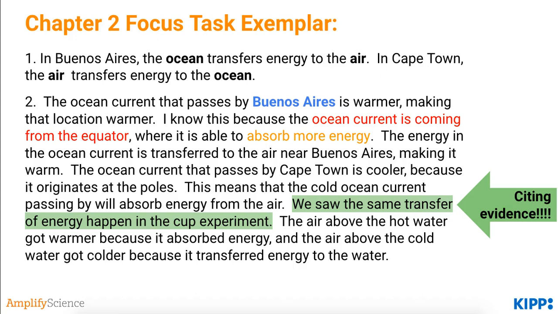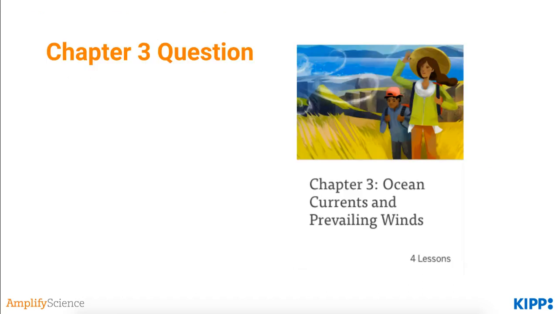In this written prompt example, I want you to focus here on the evidence, in green down at the bottom. We saw the same transfer of energy happen in the KIPP experiment. They're bringing back their knowledge, or their writing, to the knowledge they gained in a previous experiment. A perfect use of evidence here.